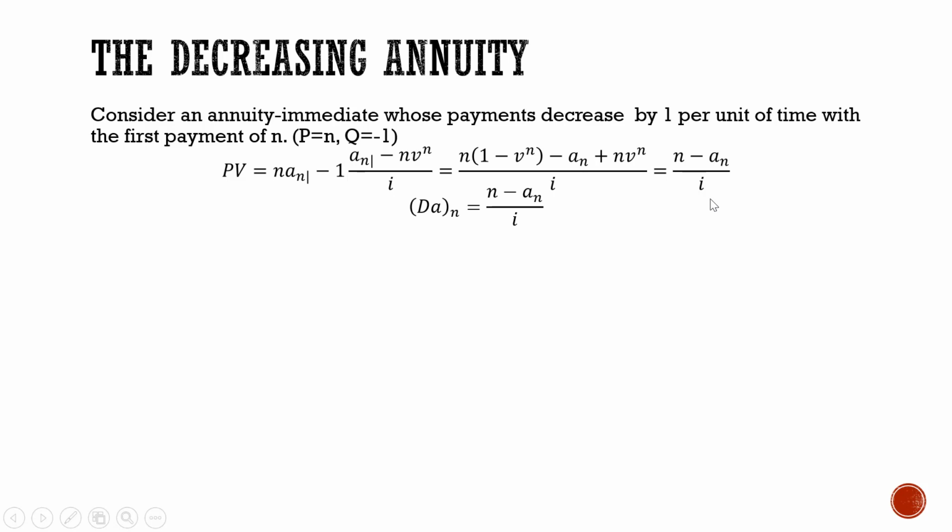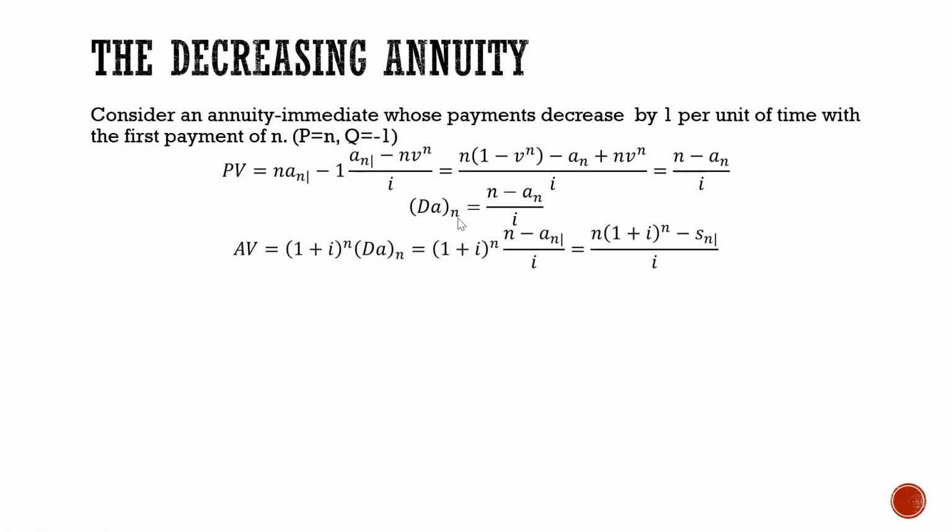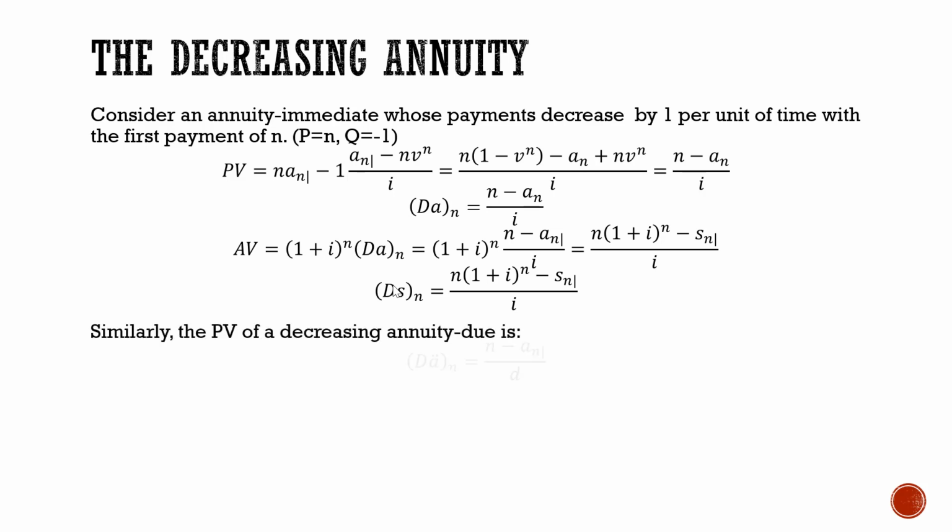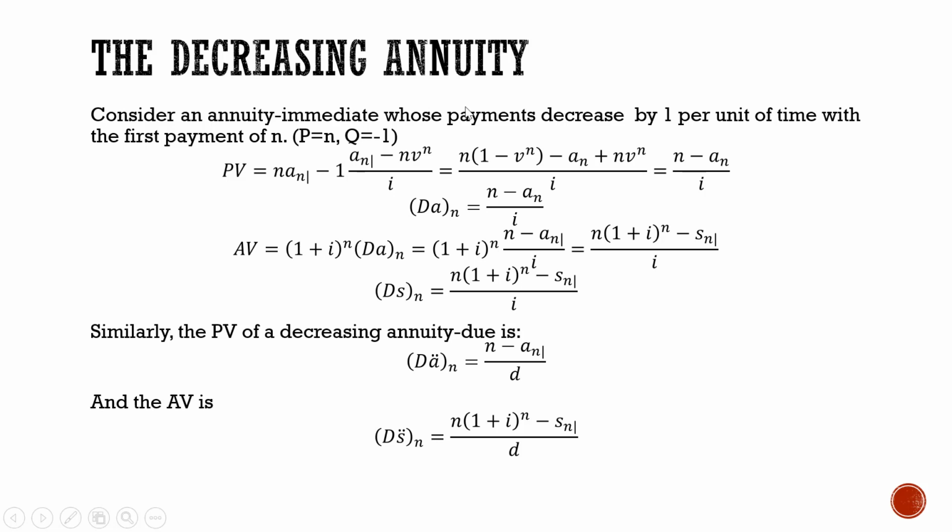For this annuity, the present value can be notated as D-A-N. For the accumulated value, we multiply the present value by (1 plus i) to the n, and D-S-N is the notation for this accumulated value. Similarly for annuity due, we have D double dot A is (n minus A double dot N) over d, and the accumulated value is D double dot S. So that's how we find increasing and decreasing annuities.